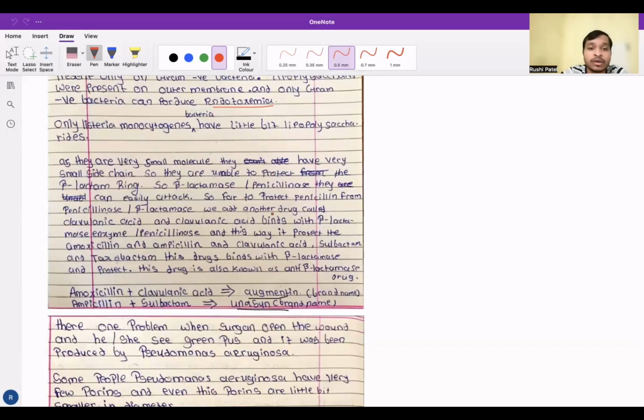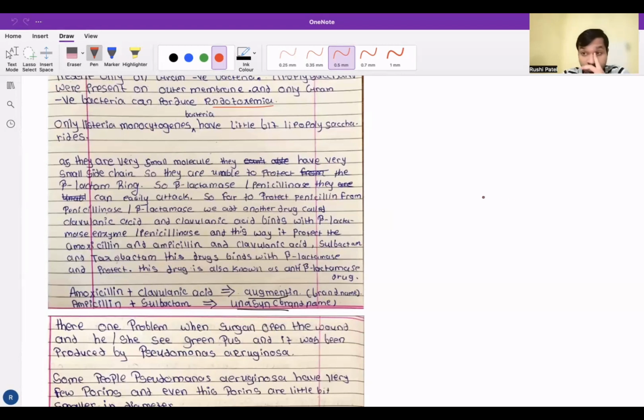Yes, we discussed it. So they are unable to protect the beta lactam ring, because the side chains are very small. So the penicillinase or beta lactamase can easily attack. So to protect the penicillin from penicillinase or beta lactamase, we add another drug. The name is clavulanic acid.